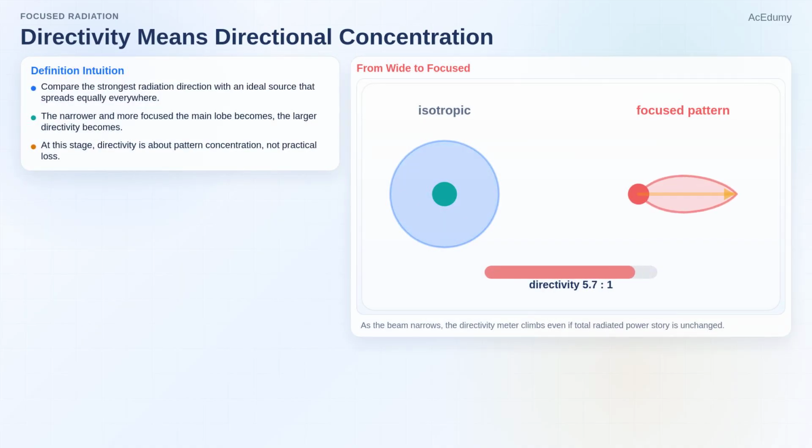Directivity tells us how concentrated the radiation is in the strongest direction compared with an ideal source that spreads energy equally in all directions. So directivity is about directional concentration. A more focused pattern means higher directivity. This does not automatically tell us about practical losses yet.